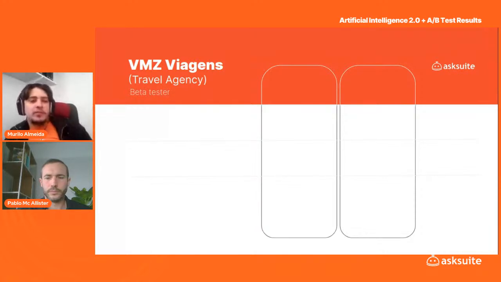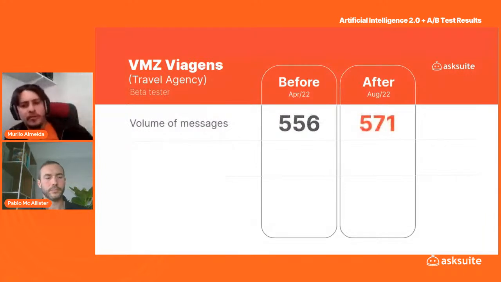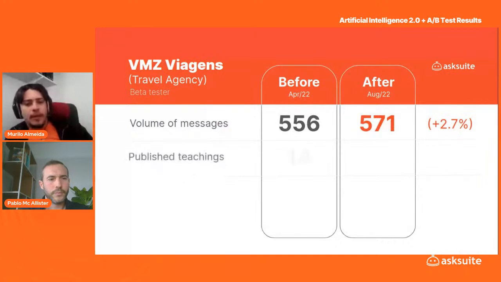So let's look first at VMZ Viagens, which is a travel agency here from Brazil. It was one of the beta testers, so we are comparing from April to August, and it was using the feature in between this time. So just so we have an idea, we are talking about a very similar volume of messages between the two periods. And in number of published teachings, this client started with 14, and by the end of the use of this tool, it had 54 teachings created in the robot.